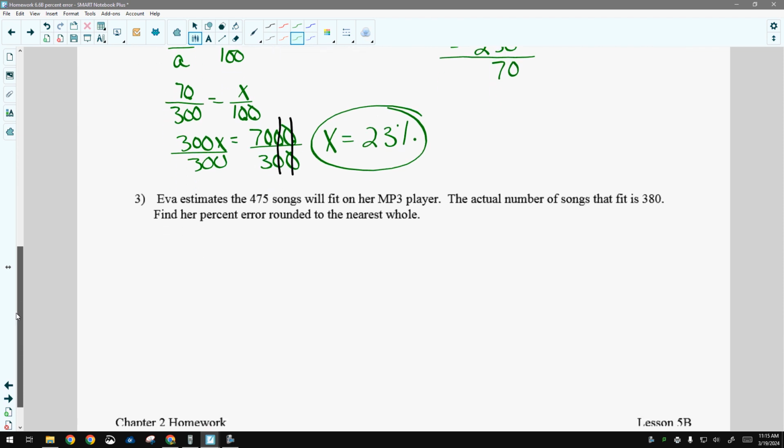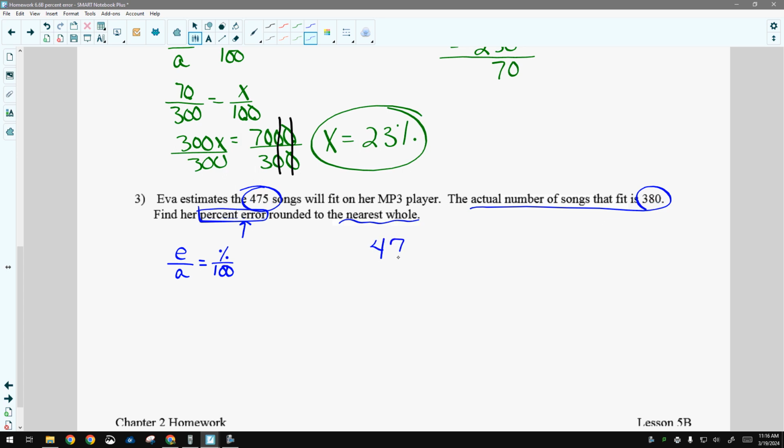Okay. Eva estimates that 475 songs will fit on her MP3 player. The actual number of songs that fit is 380. Find her percent error, there's our E, rounded to the nearest whole again. Error over actual equals percent over 100. Remember, it's a half a point for that formula. If you leave it off, you get a half a point off. If you put it in, you get your half a point. To find the error, I need those two numbers, the 475 that was the estimate and the 380, and I'm going to subtract those.